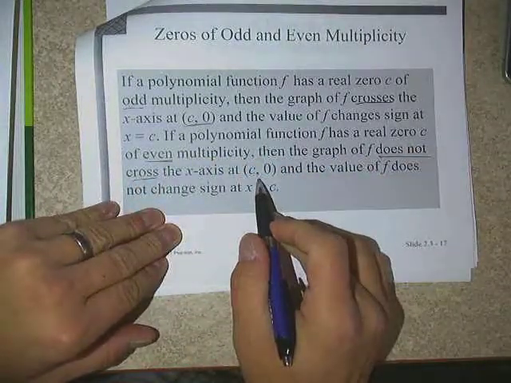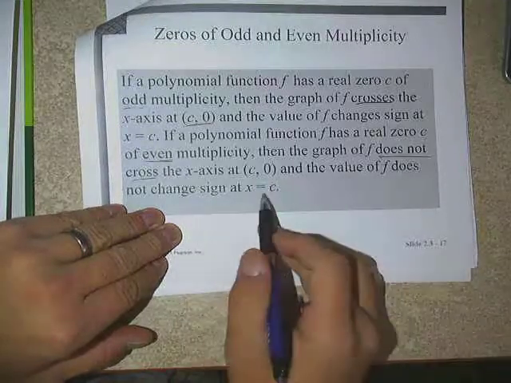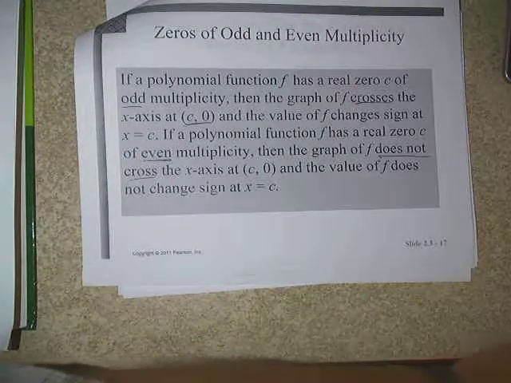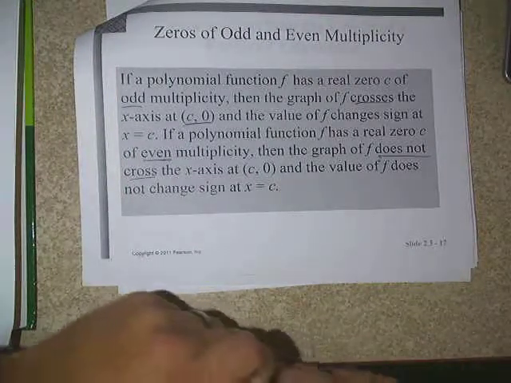And if we have a polynomial that has even multiplicity, like that one I just showed you a minute ago, then the graph does not cross the x-axis at that point.